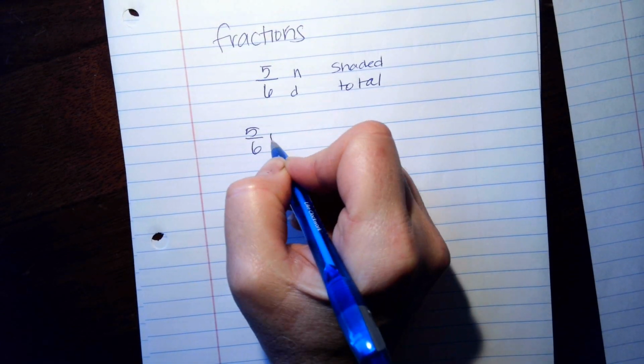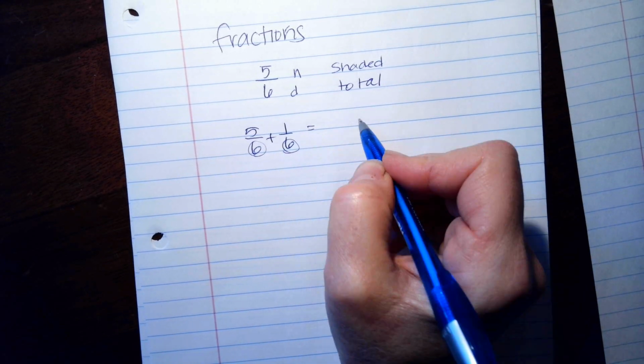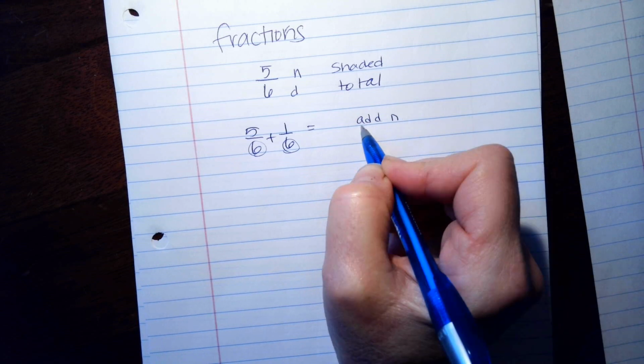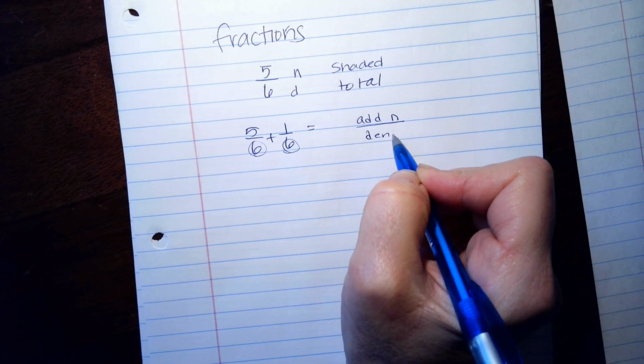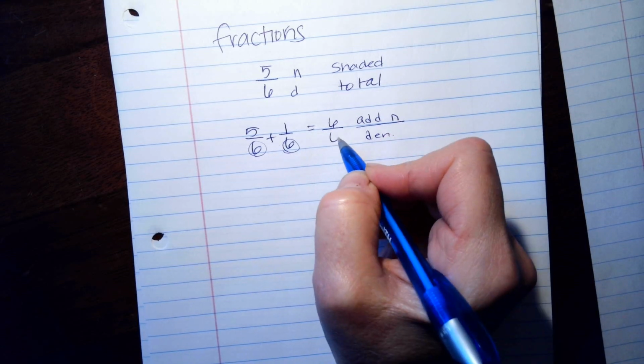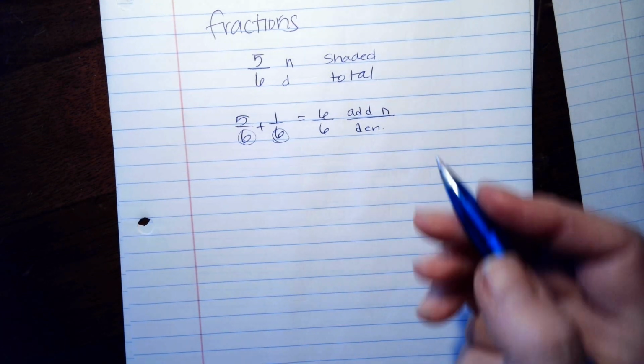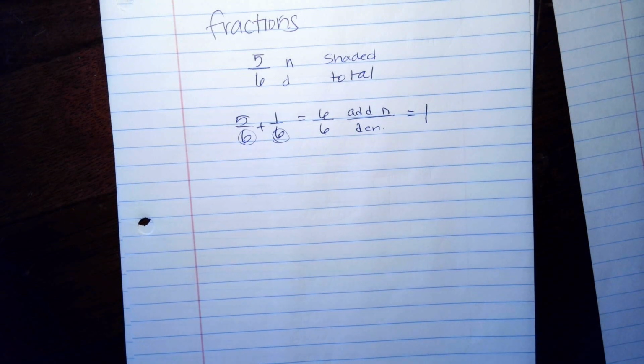If you are adding and you have the same denominator, all you do is add the numerators, and then you just write the denominator. So 5 plus 1 is 6. You do not add the denominators, you just write the number again. If the numerator and the denominator are the same, that equals 1, so you would just write equals 1. Make sense?